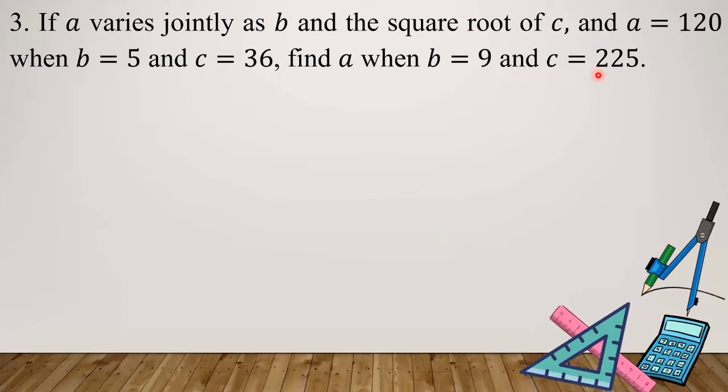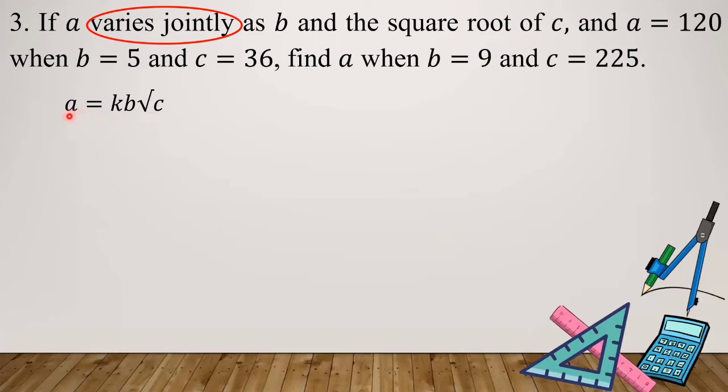So as we can see, class, that is varies jointly, meaning this is an example of joint variation. So our mathematical equation is a is equal to kb. Since our c is the square root of c, iyon ang ilalagay natin. Square root of c. So a is equal to kb square root of c.